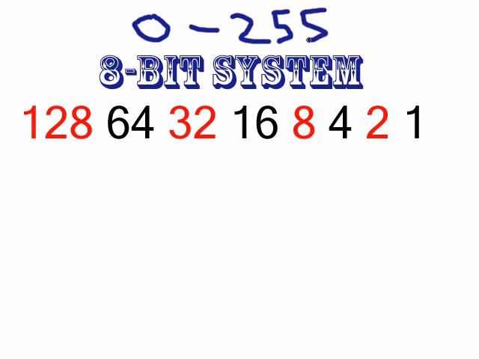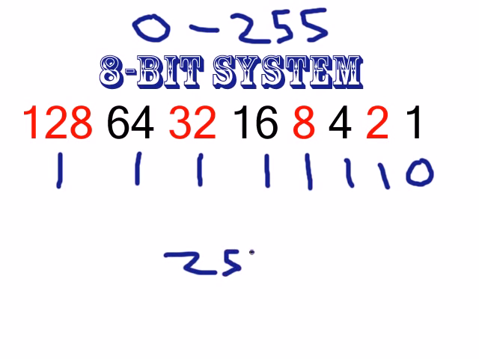And if you're wondering, all right, how do I get the number 255? 128 plus 64 plus 32 plus 16 plus 8 plus 4 plus 2 plus 1 equals 255. And if you don't believe me, then you can check it. And if you want 254, just change this 1 to a 0. 128 plus 64 plus 32 plus 16 plus 8 plus 4 plus 2 equals 254.